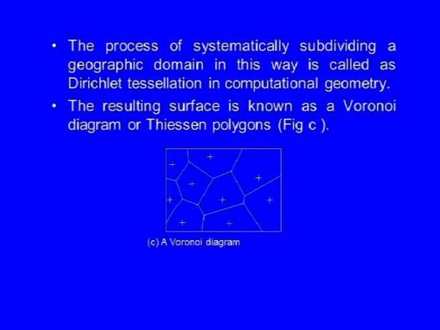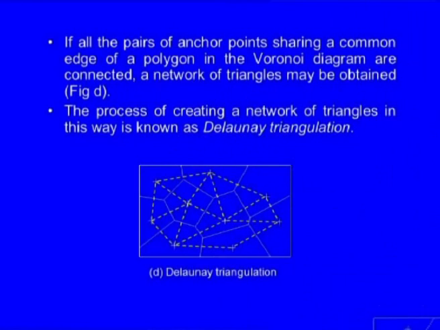The process of systematically subdividing a geographic domain in this way is called Dirichlet tessellation in computational geometry. The resulting surface is known as a Voronoi diagram or Thiessen polygons, as shown in figure C. If all the pairs of anchor points sharing a common edge of the polygons in the Voronoi diagram are connected, a network of triangles is obtained, as we can see in figure D. The process of creating a network of triangles in this way is known as Delaunay's triangulation. The same is shown in the figure below, wherein through Delaunay's triangles, the final definitions of the polygons have now been made.